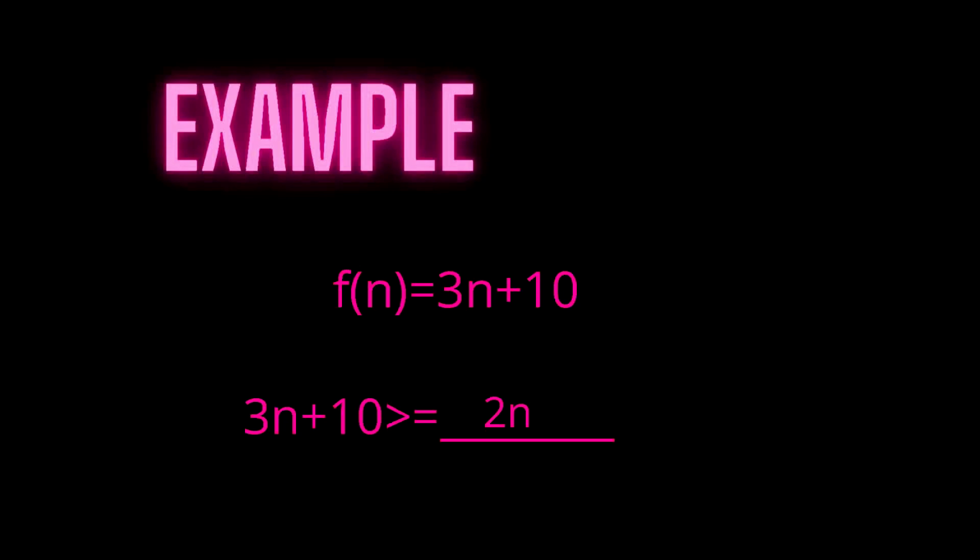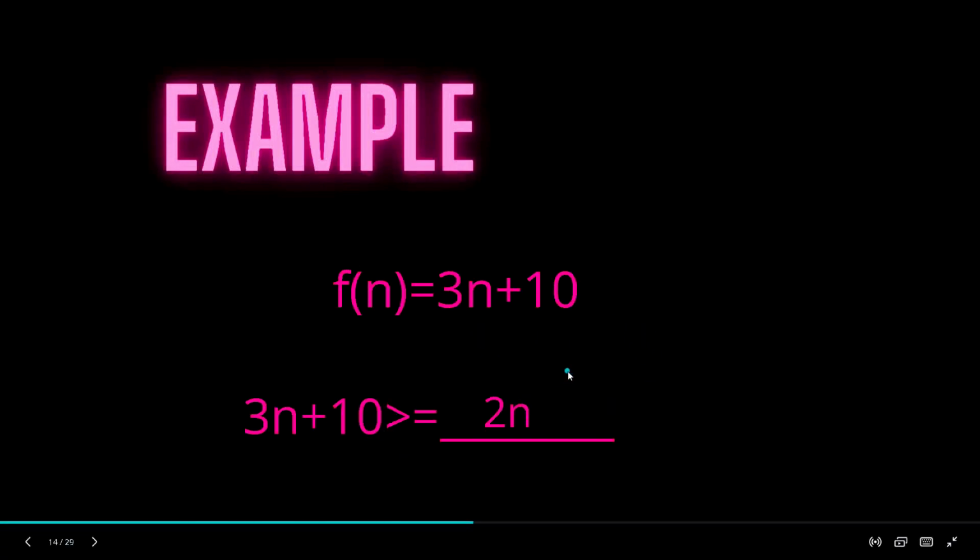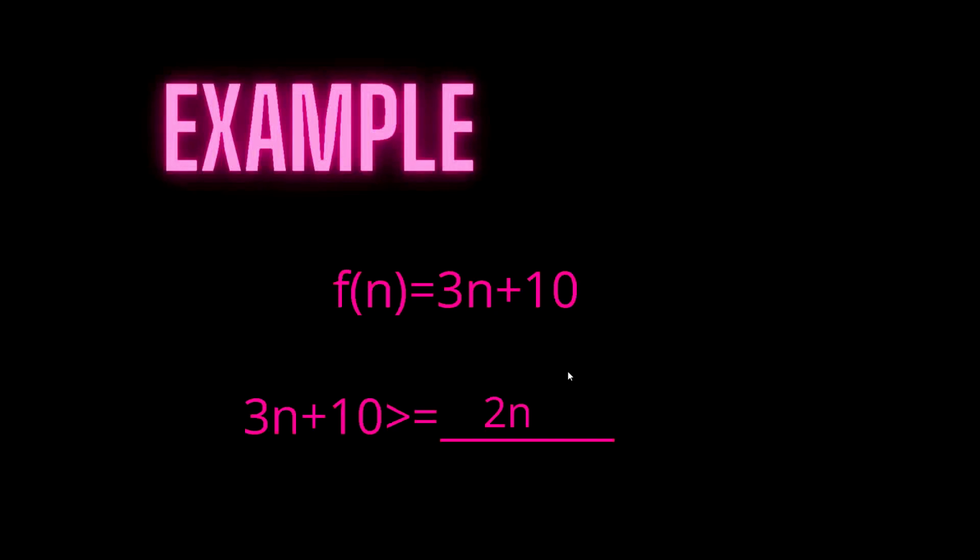Let's look at an example. Here we have f of n equals 3n plus 10. Now this 3n plus 10 should be greater than or equal to the blank value. Here I've taken the blank value as 2n, which satisfies the condition. Let me put the values of n for your happiness. See, if we put the value of n as 1, on the left hand side it will be 13, and on the right hand side it is going to be 2, which satisfies the condition. 13 is greater than 2, so this value is valid here.